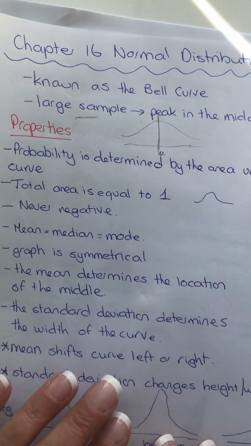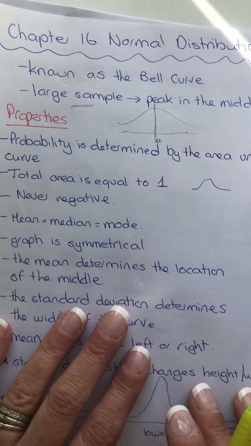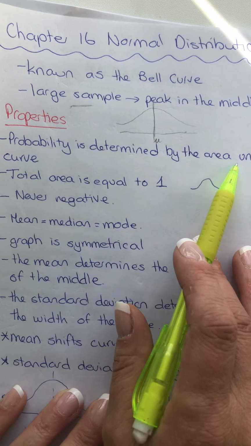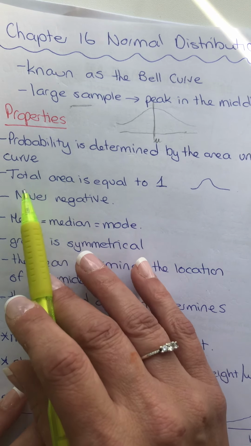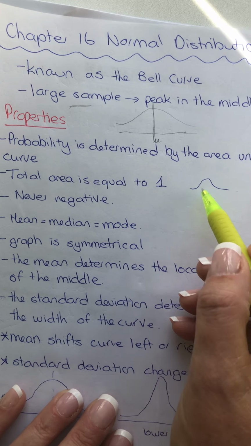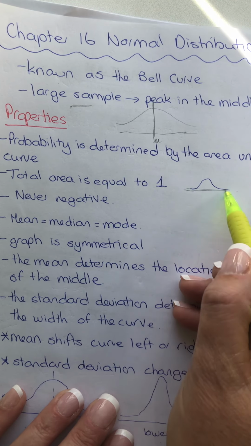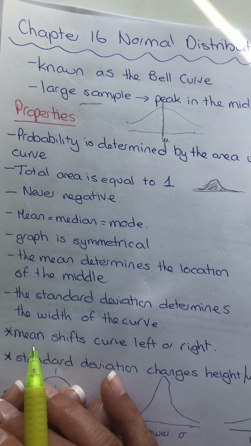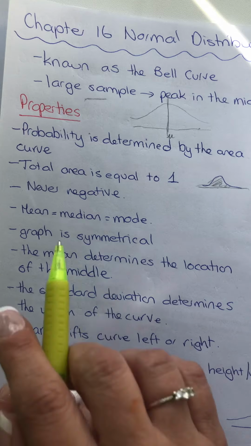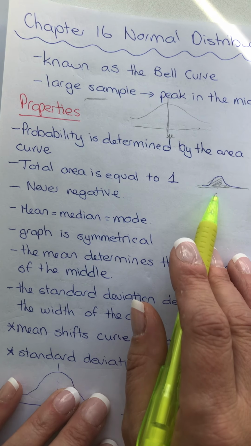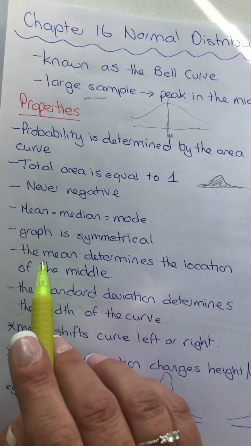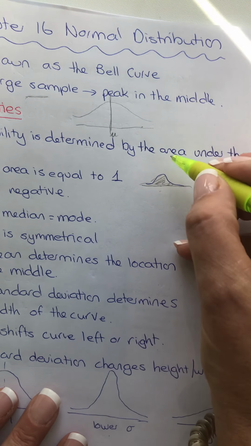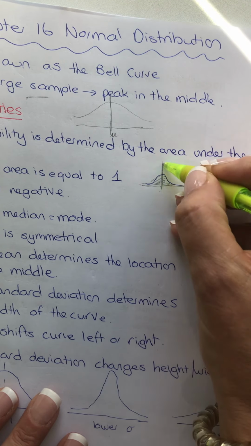All right, the properties that are important, some of us will know half of these already, hopefully. The property is determined by the area under the curve, and the total area is always equal to 1. So if this is going to run into the axes, we're talking about all of this is always equal to 1. Okay, it's never negative, which is quite obvious because it's an area. Mean equals median, which equals mode. So this is in the middle here where we have our mean.